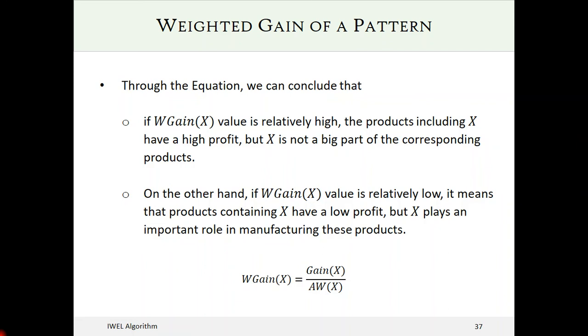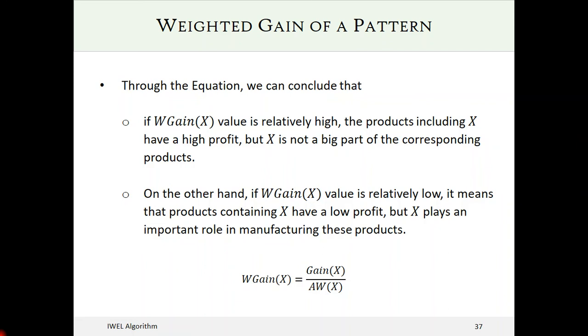Through the equation of weighted gain of X, we can conclude that if the weighted gain of X is relatively high, the products including X have a high profit, but X is not a big or important part of the corresponding products. On the other hand, if Wgain of X is relatively low, it means that products containing X have a low profit in total, but X plays an important role in manufacturing these products. That's why the authors claim that this is actually a calculation method suitable for erasable pattern mining with weighted condition.